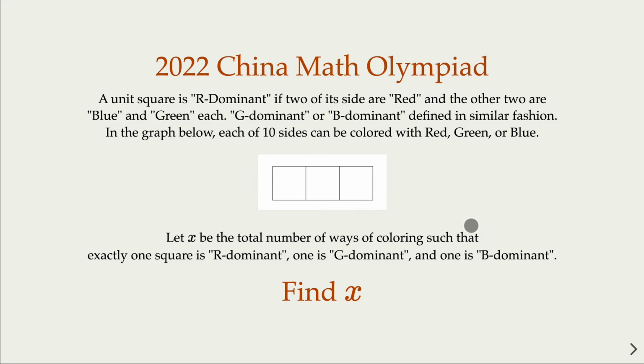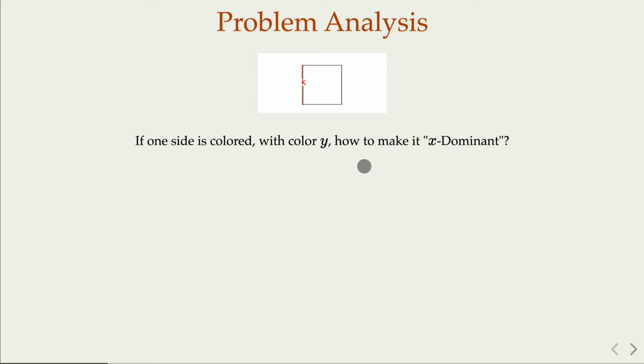Let's do some analysis. For a given square, if I already have one side colored with red, how do I make the square red dominant or blue dominant? In abstraction, how do I make the square X color dominant when I already colored one side with Y? So two cases. One is, what if X equals Y? In other words, if I have red and I want to make the square red dominant, then we know that we need another red, another green, another blue, RGB each. That would be 3 factorial, 6 different ways.